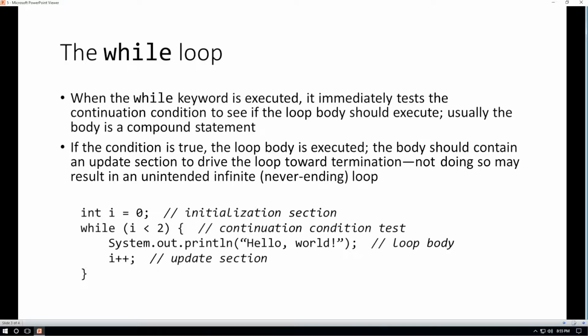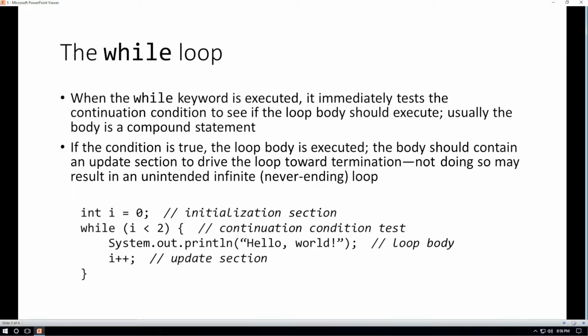The example at the bottom shows all 4 sections. The loop control variable I is initialized to 0. Then it is tested to see if it is less than a number, in this case 2. If true, and it will be the first time, we print out hello world. The loop update section is changing that loop control variable to push that continuation test towards failure. We add one to it. Since the test was true, we executed the body.